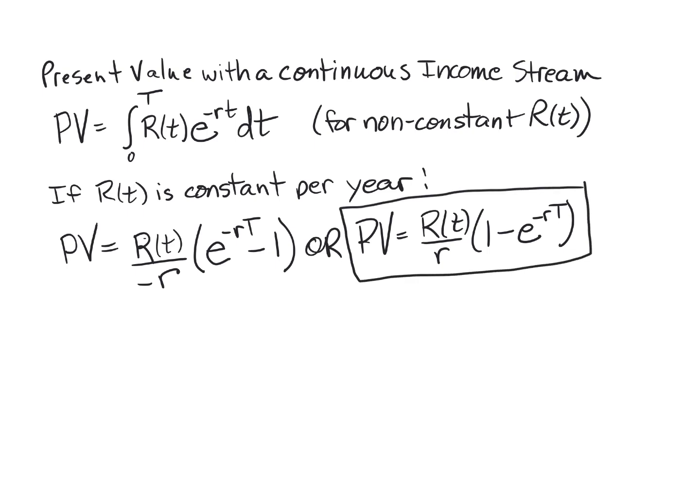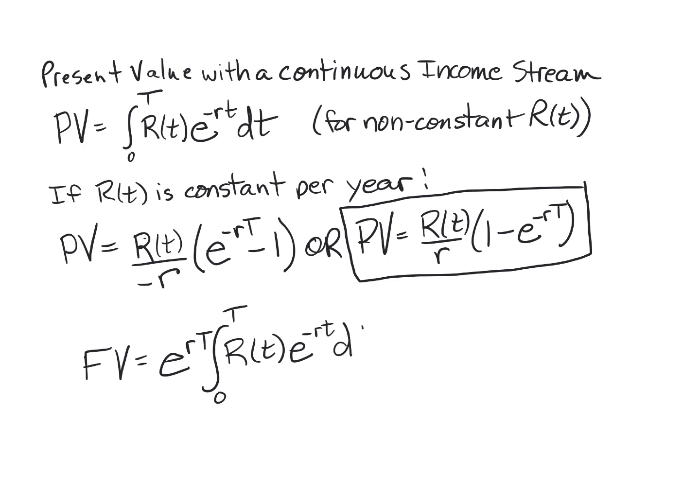If you have a variable income stream, say you're increasing by a particular amount each year, then you'll have to do this integral. Now I want to point something out to you. Future value, we said, was e to the r capital T times the integral from the beginning to the end of your revenue stream times e to the minus r t dt.